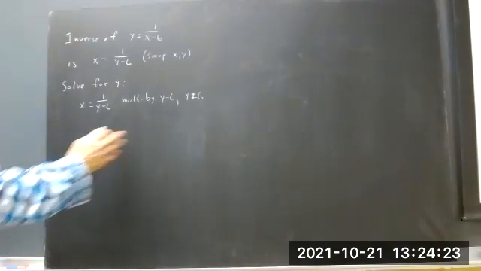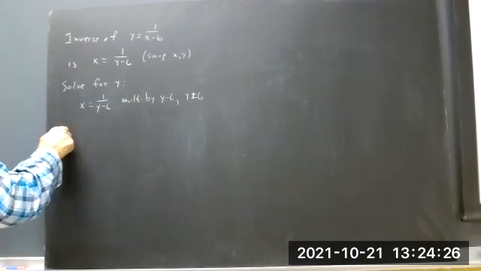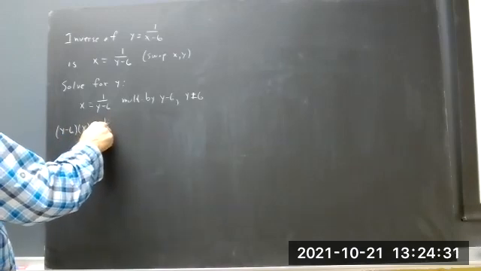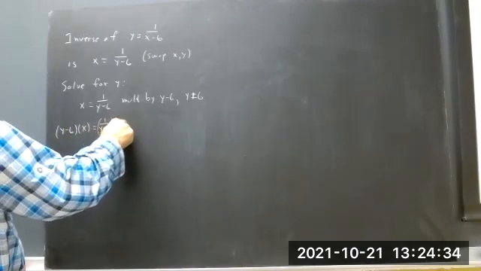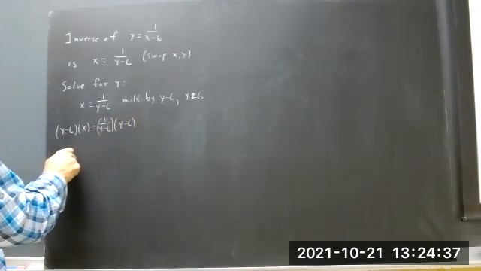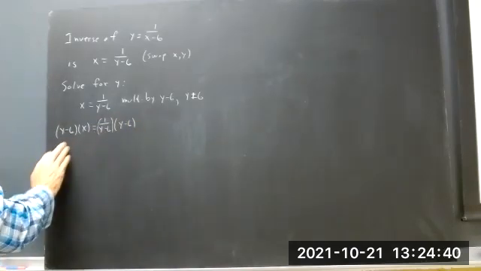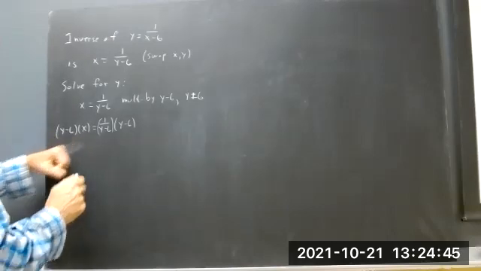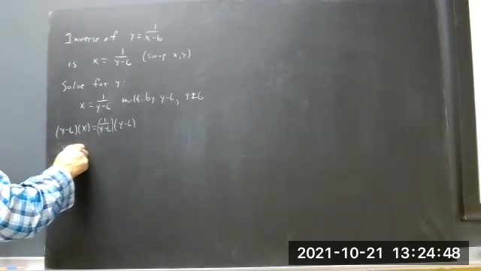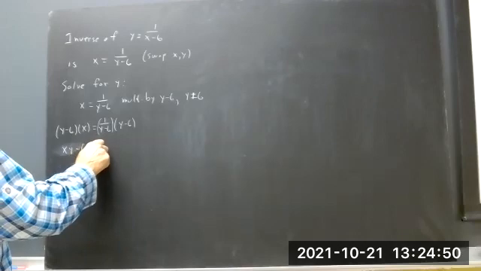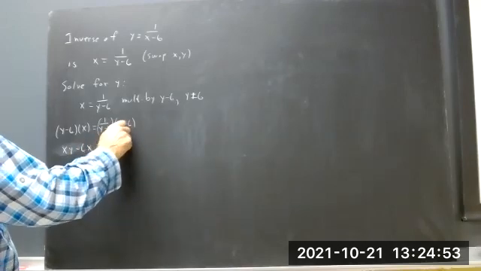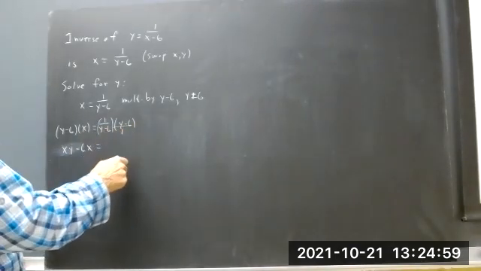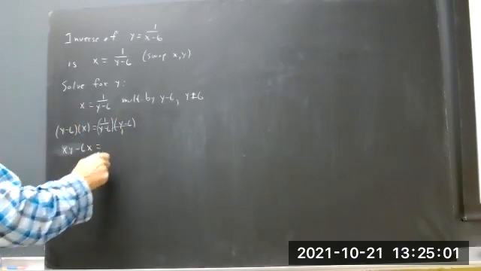Okay. So we multiply by y minus 6, we get y minus 6 times x equals 1 over y minus 6 times y minus 6. So I want to write this as xy minus 6x equals 1. Here y minus 6 over y minus 6 is 1.